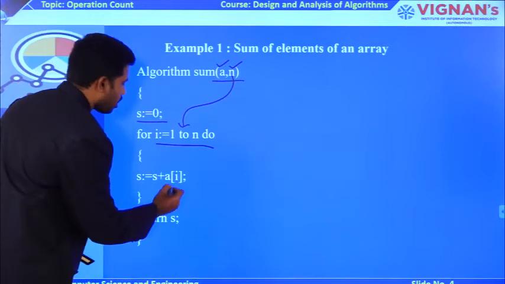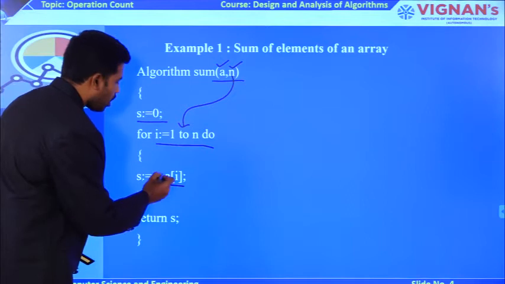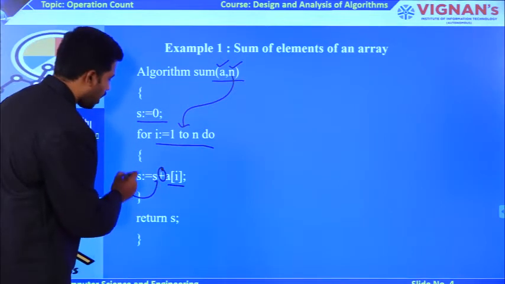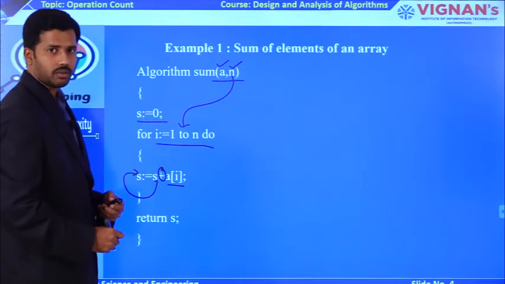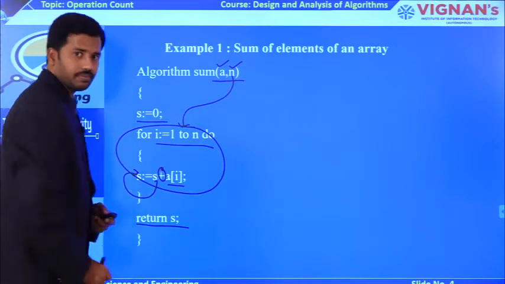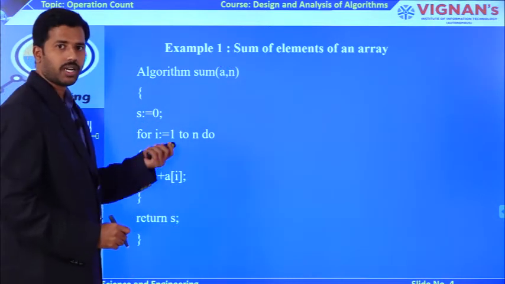For every iteration I can get the corresponding index element, and on that element I perform my addition operation so that I can update my S value. After complete execution of this for loop, I return my result. That is the main theme of this algorithm, and this one is very well known to you.